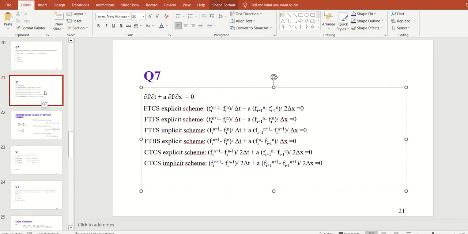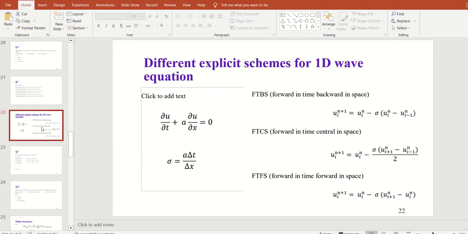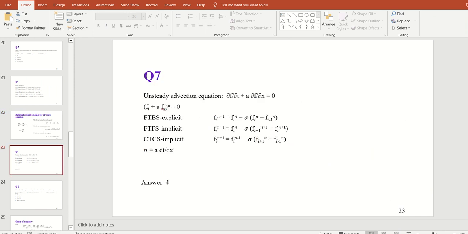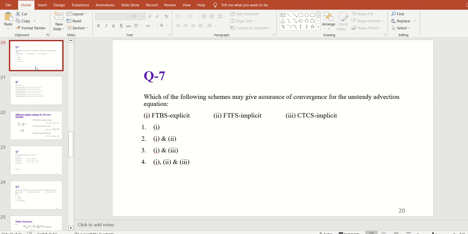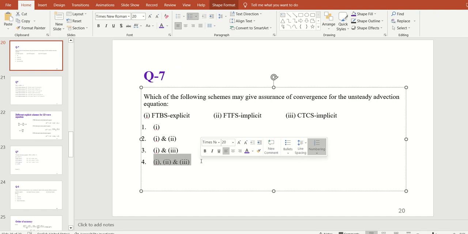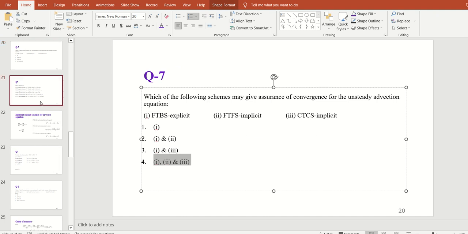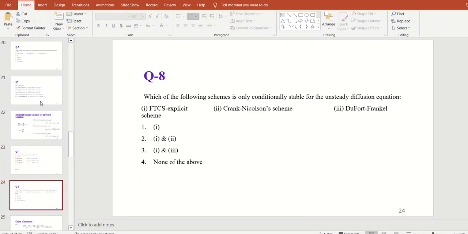So in a similar fashion, if you are using this, we can assure that all the three would be giving convergence under some conditions. So they would be giving the assurance for convergence. So FTBS explicit, FTFS implicit, CTCS implicit, all three are ready to give the convergence for the unsteady advection equation. Now we'll move on to question 8. I hope this is clear.